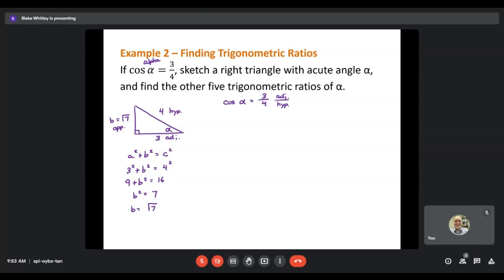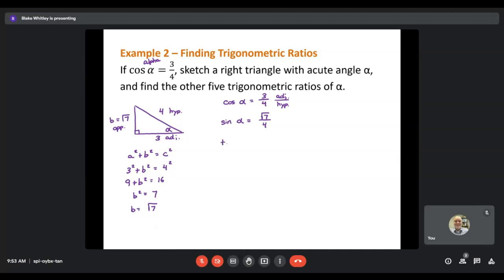All right, so we've already got cosine, so let's go ahead and do sine next. So sine of alpha should be the opposite side over the hypotenuse. Opposite this time is square root of 7. Hypotenuse is 4, so square root of 7 over 4 is our sine value.